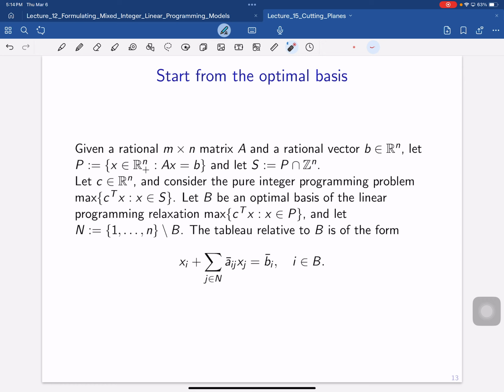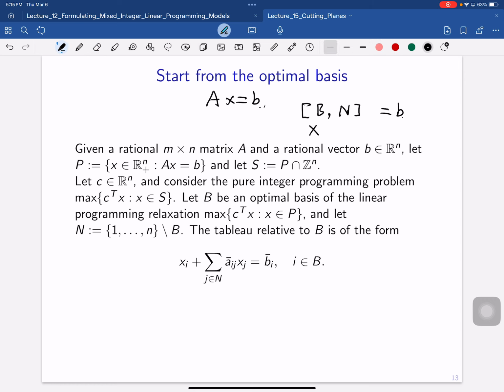Now, in the simplex tableau, just to refresh your memory, we have Ax equals b, and let's assume B is a basis, and it corresponds to the basic variables. Then you multiply B inverse on both sides. Then what basically you get is, maybe write it in a slightly nicer way.